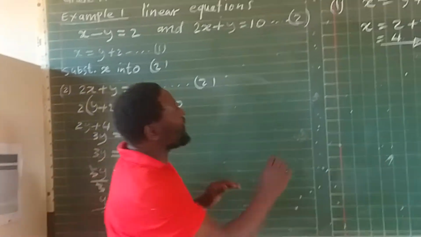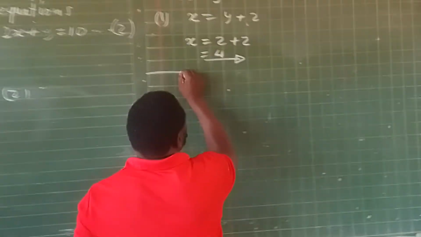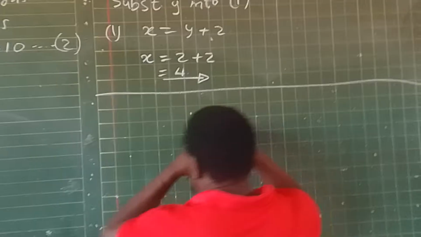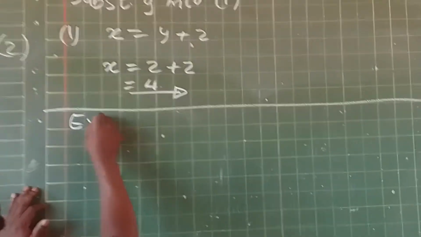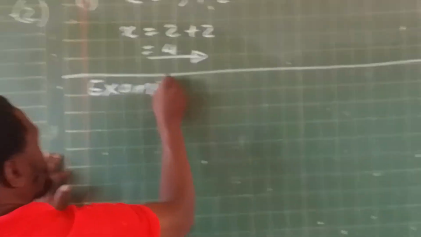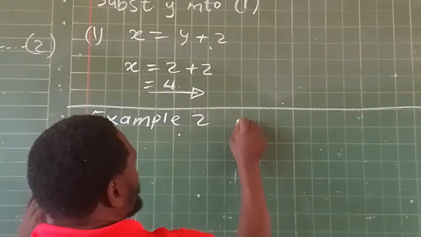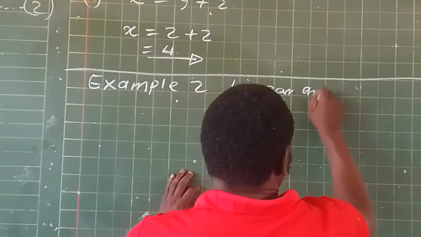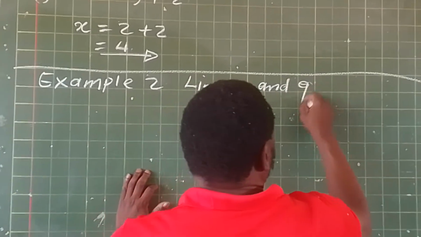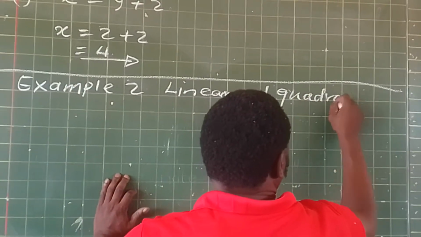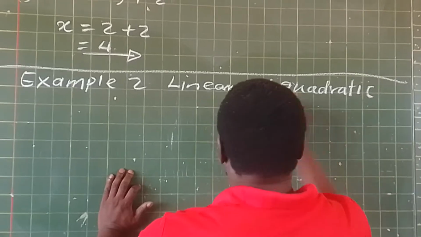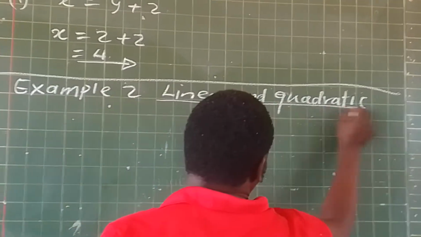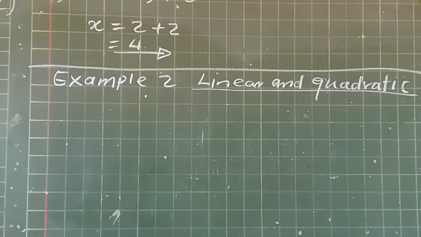Now, what happens if you are given a linear and a quadratic? Let's go and check example 2, which is linear and quadratic. Now we're going to concentrate on linear and quadratic. Now let's grab the example.